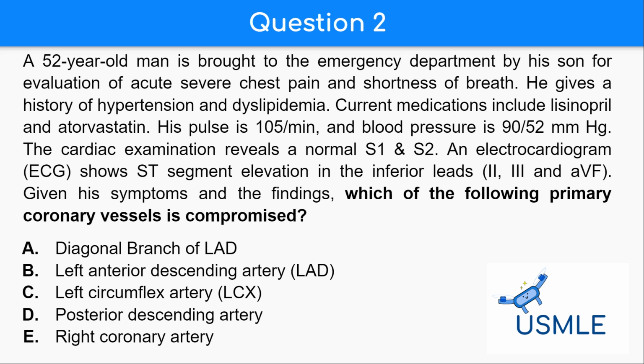A 52-year-old man is brought to the emergency department by his son for evaluation of acute, severe chest pain and shortness of breath. He gives a history of hypertension and dyslipidemia. Current medications include lisinopril and atorvastatin. His pulse is 105 per minute and blood pressure is 90/52 mmHg.